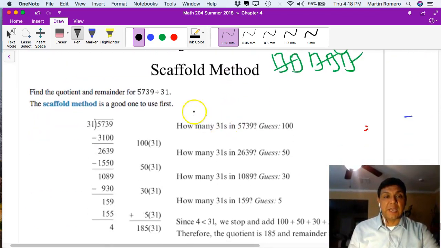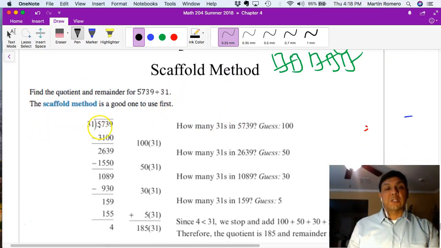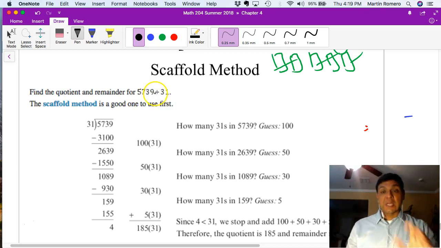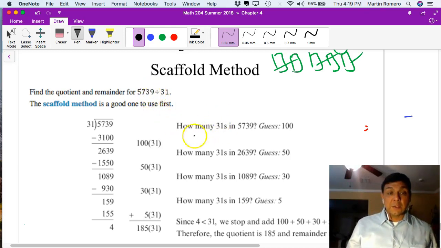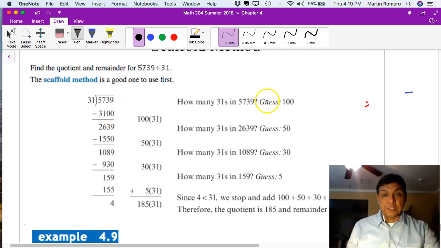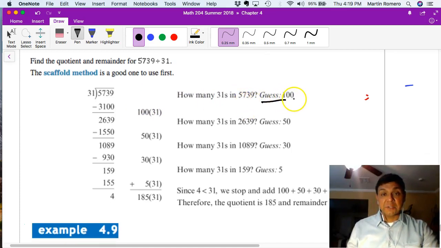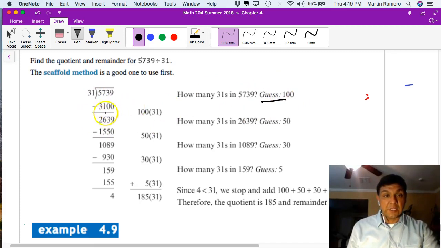All you have to do is ask yourselves, how many times does the original number go into the big number? So how many times does 31 go into 5,739? Because that's what a division question's asking. We don't know the answer, so you just start with a guess. It's like a guess and test. How many times does 31 go into 5,739? 100? Let's see, does it? Yeah, it does. So 100 times 31 is 3,100.